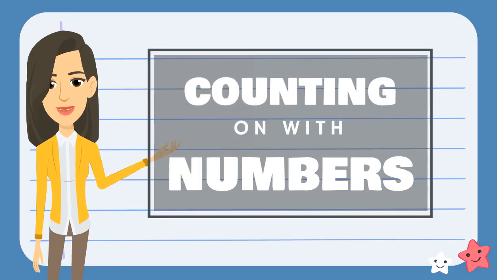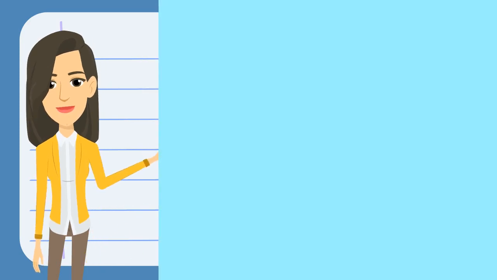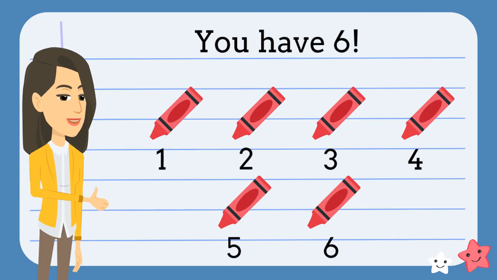Now that we've learned how to count on, let's see if you can count on with these objects. I have 4 crayons. I'm adding on 2 more. How many do I have now? You're right. I have 6 crayons.